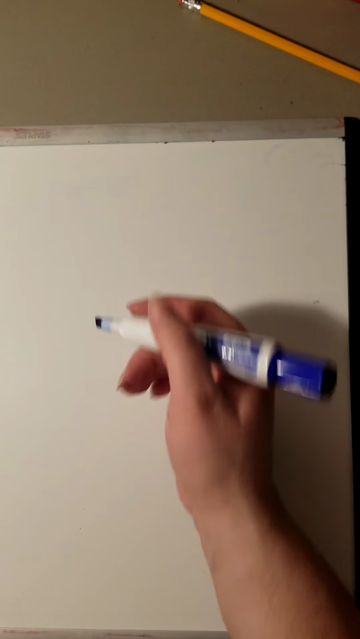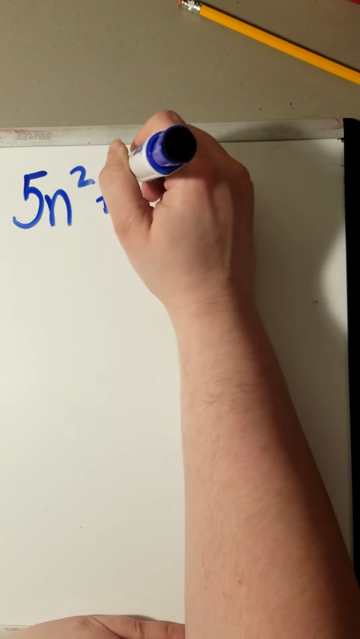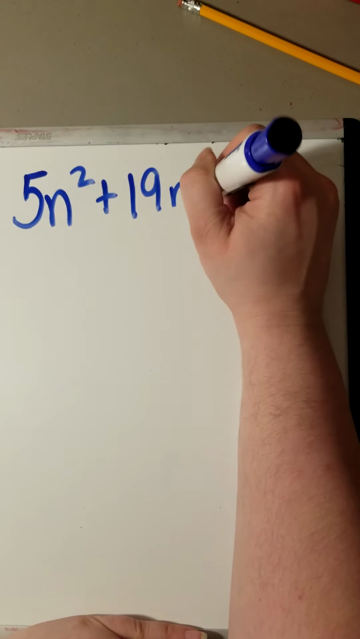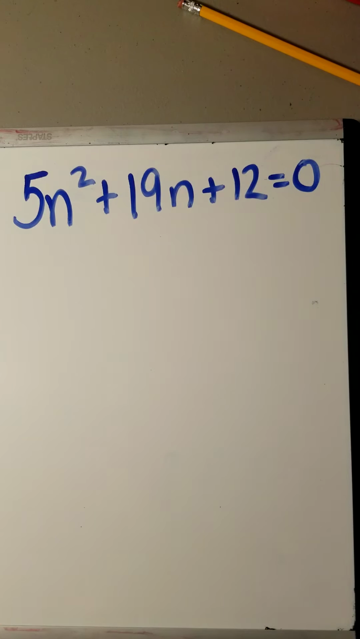Do maybe one more together and then move on. So how about you try? Let's do 5n squared plus 19n plus 12. And I'm going to have you guys stop here for a second and then try it.